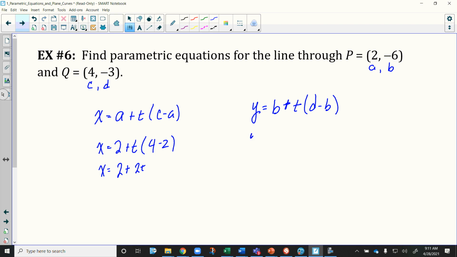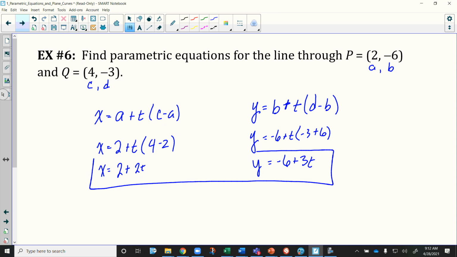And we'll do the same thing for Y. So I'm going to say Y is equal to, in this case, B is going to be negative 6 plus T times d minus b. So d in this case is negative 3 minus negative 6, so it'll be like plus 6. And we'll simplify that one also, and that'll give me y is equal to negative 6 plus 3t. And there are your parametric equations for the line that would pass through those two given points, (2, negative 6) and (4, negative 3).